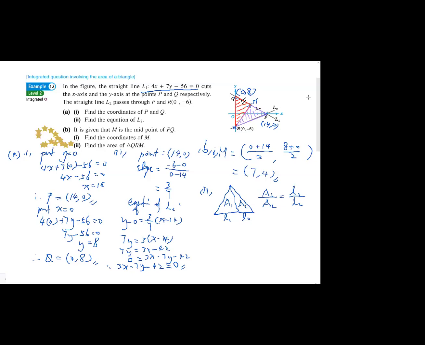In this case, we have the red triangle and the purple triangle. The bases will be QM and PM respectively, and they share the same third vertex, the point R. If I use QM and PM as the bases, then R is the common third vertex. So the area ratio will be exactly the same as the base ratio. But now the base ratio is 1 to 1 because they are equal, which means that the area ratio is also 1 to 1.